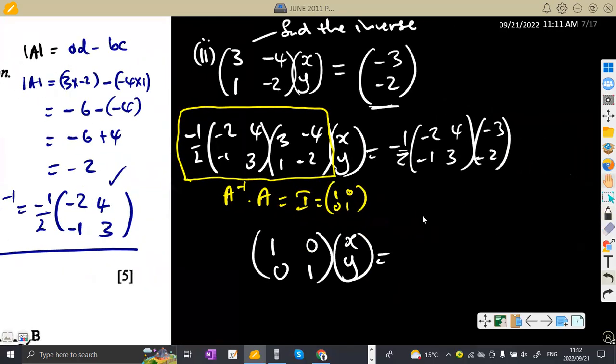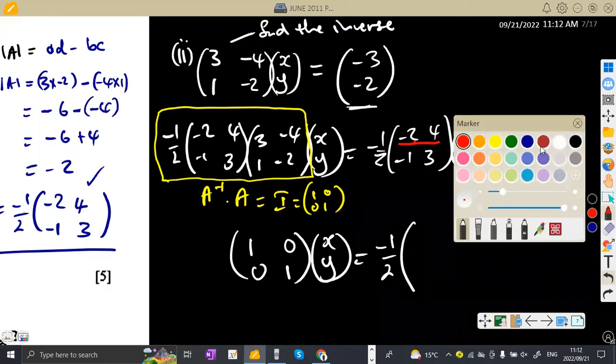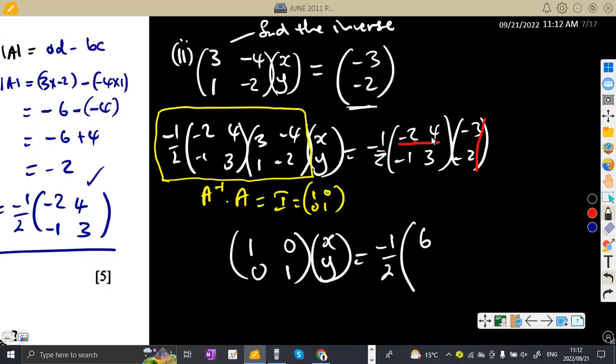Then on the other side, we are supposed to do the proper multiplication. So you're going to have your minus half as a scalar. Then you multiply as usual, row by column. So it's negative 2 by negative 3, which is going to be a positive 6, plus 4 times minus 2, which is negative 8. We move on to this row and that column again. So it's negative 1 by negative 3, which is positive 3, plus 3 times negative 2, which is negative 6. Okay, so this is what you're going to have.